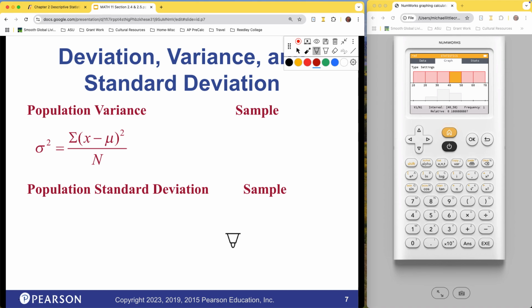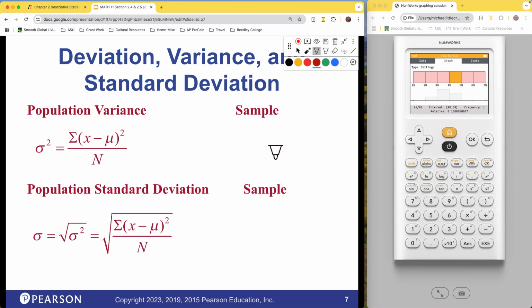Now here's the reason why a sample has a different number. For the population variation, we got the deviations, we squared them, we added them together, and we divided by the number of pieces of data that we had. To get the standard deviation, we then took the square root, which gets us back to sort of an average deviation from the mean using this value of all the data.